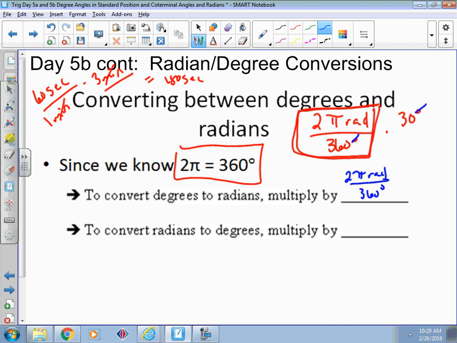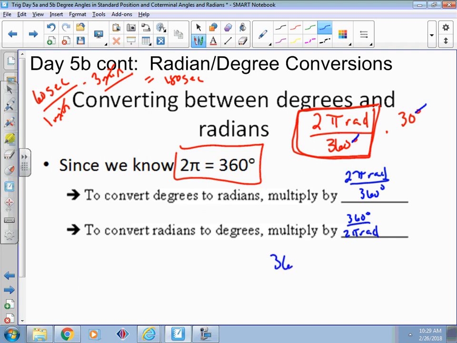So how do I go backwards? How do I convert from radians to degrees? We can divide by that number. True, easier would be multiplying by its reciprocal. Every 2 pi radians is 360 degrees.